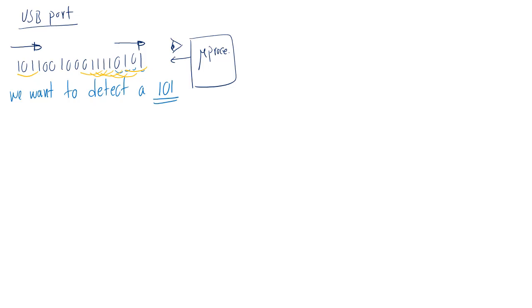So the bits are actually coming in one at a time, and I'm looking at the last 3 bits, right? By last I mean the newest, the most recent 3 bits that have arrived in the microprocessor, and I want to see if I see a 101 kind of a thing, right?